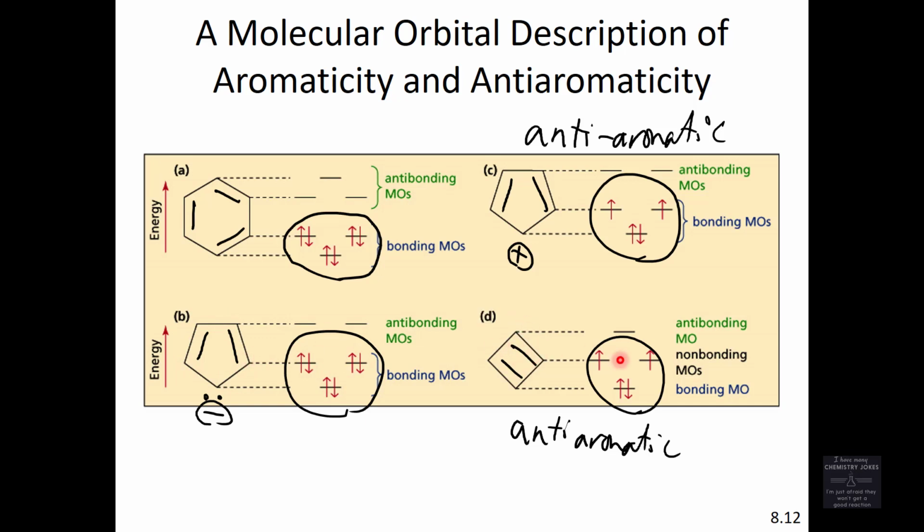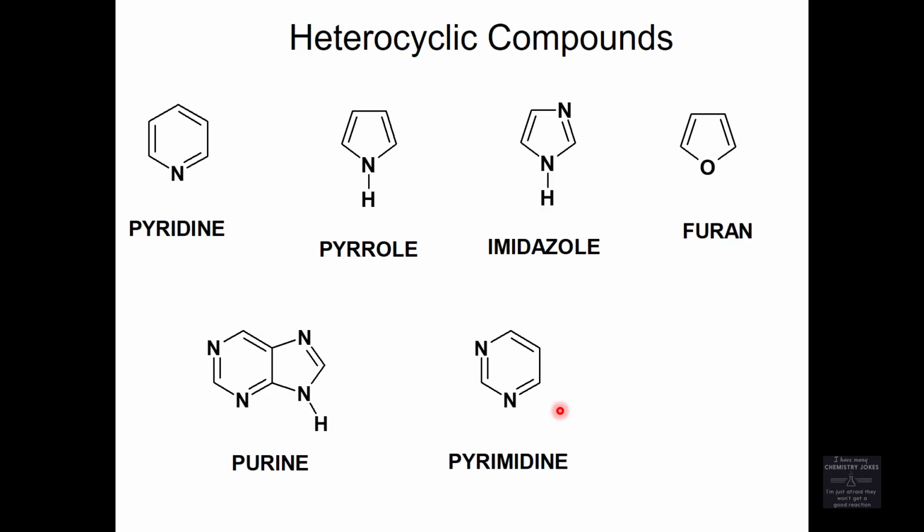One little thing I want to point out in this last one, because those orbitals are right at the midpoint, those are called non-bonding. Anything above the midpoint, anti-bonding. Anything below the midpoint, bonding. And in order to be aromatic, you have to have all electrons in bonding, and bonding has to be full. Any other thing, you're either non-aromatic or anti-aromatic. Okay. Some heterocycles can be aromatic as well.